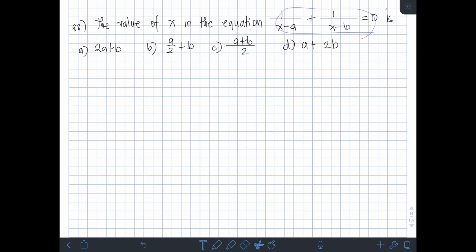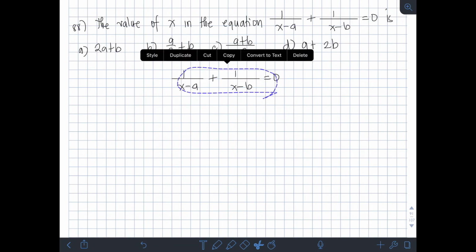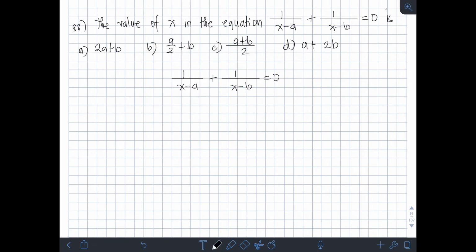Okay, so given daw this equation, ano raw yung value natin ng x in terms of a at b, right? So, parang solving equation for a variable in terms of the other. Dahil meron tayong denominator na x minus a tsaka x minus b, eliminate muna natin yon. How? By multiplying by the LCD. So, anong LCD ng x minus a tsaka x minus b? Yung product lang nila, right?